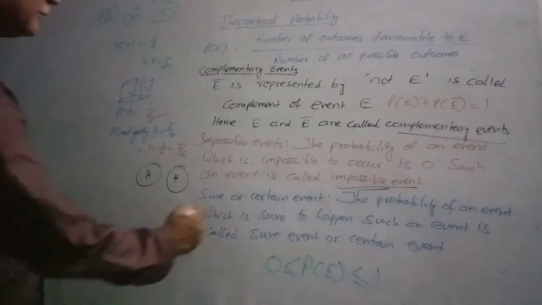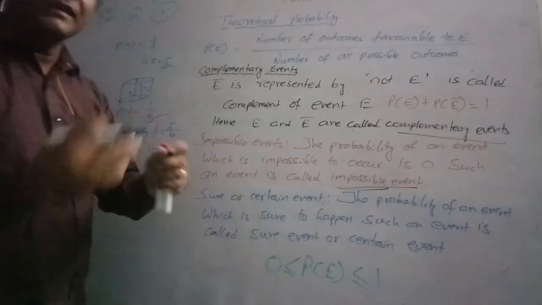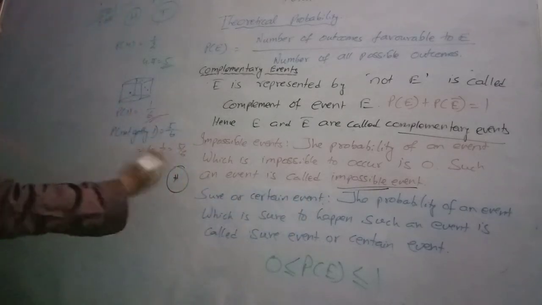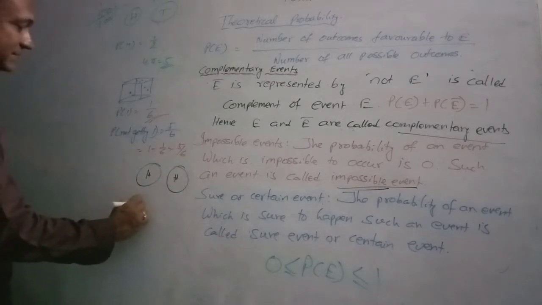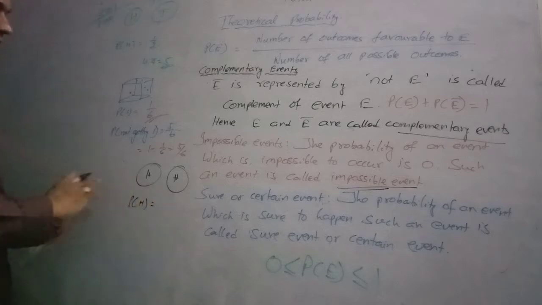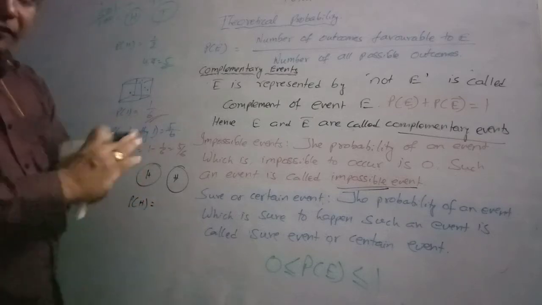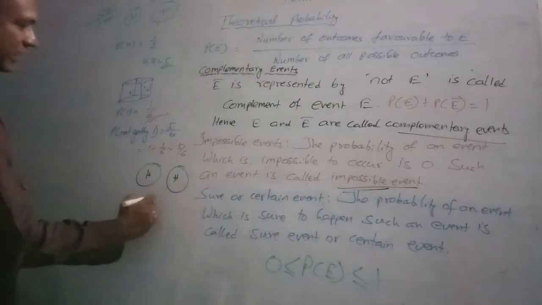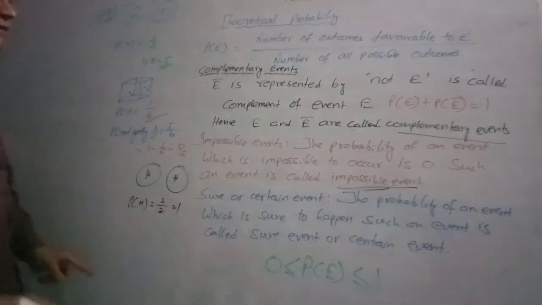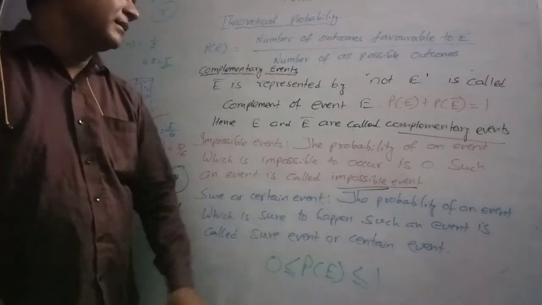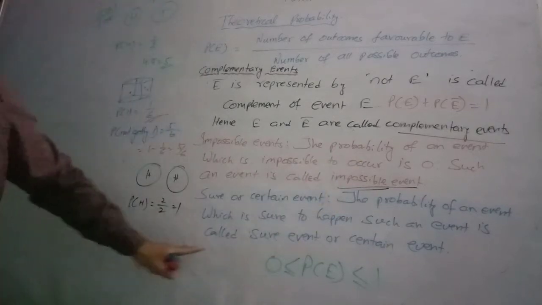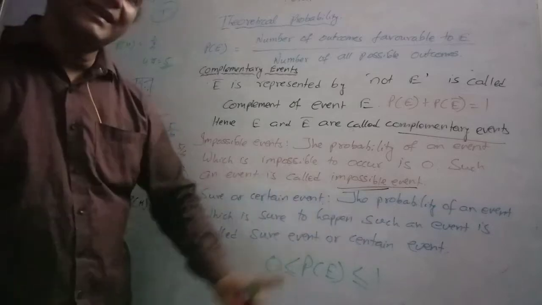Next, sure or certain event. Suppose, with that same coin, what is the probability of getting head? Here both sides are head only, so it is sure to happen. Two heads are there, 2 by 2 is 1. So the probability of an event which is sure to happen is 1, and such an event is called a sure event or a certain event.